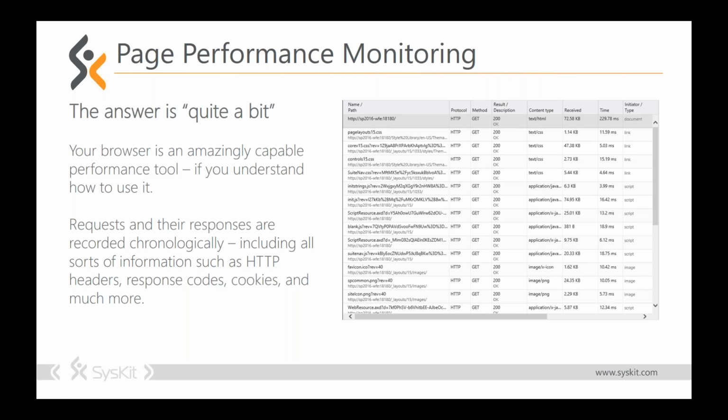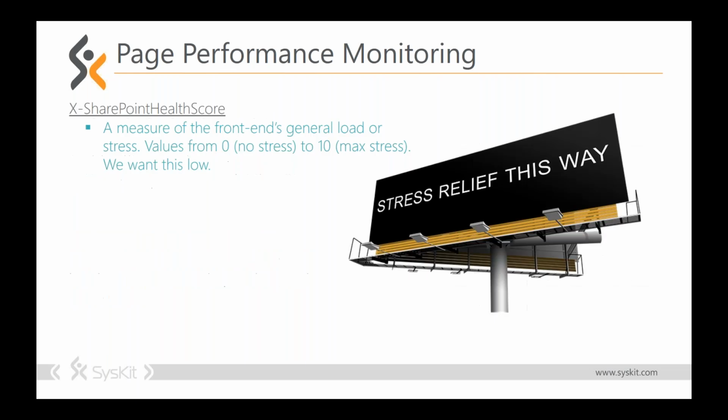What we can get out of that traffic going back and forth is things like the HTML that's returned, HTTP headers, response codes, cookies, all sorts of things that we might want to look at. There are several page performance response headers that will be returned by the SharePoint server when we visit it. There are three in particular that I want to focus on.